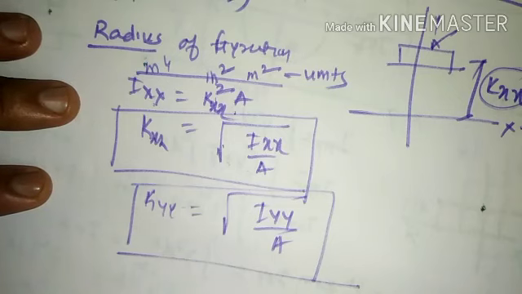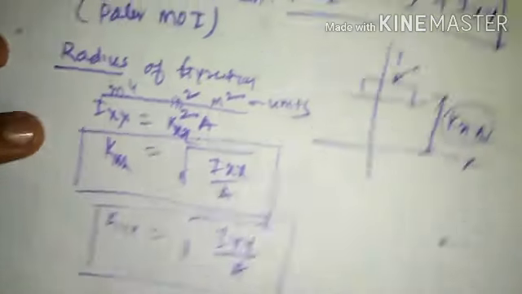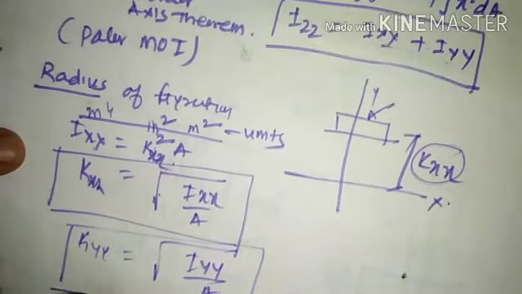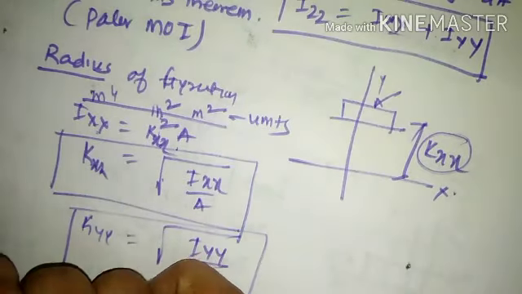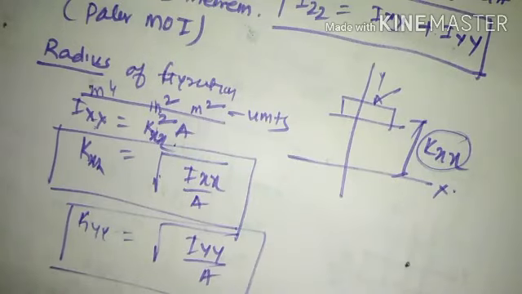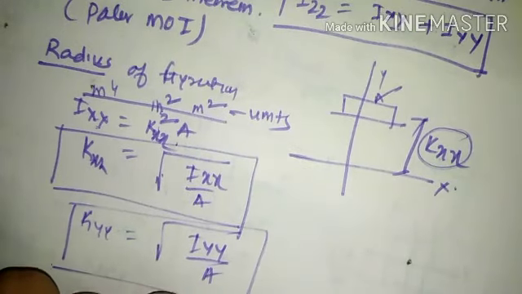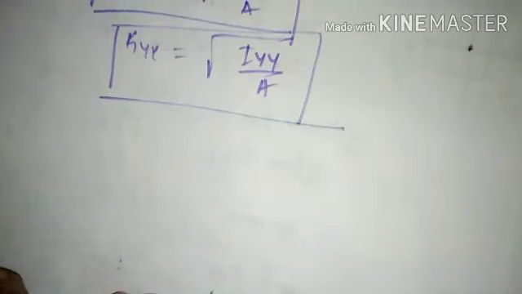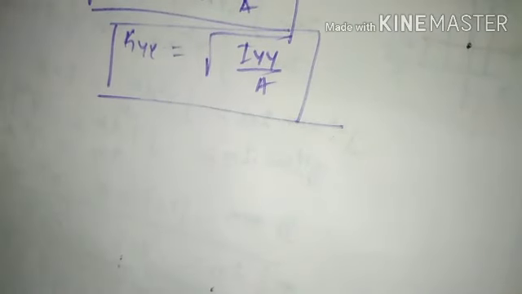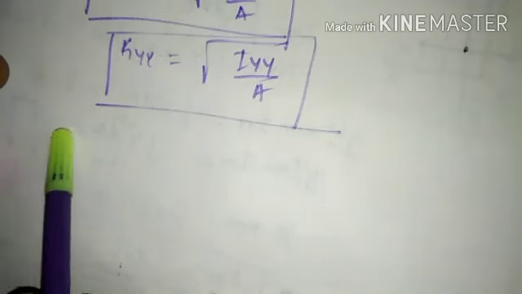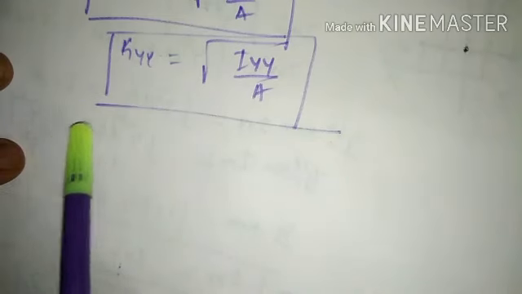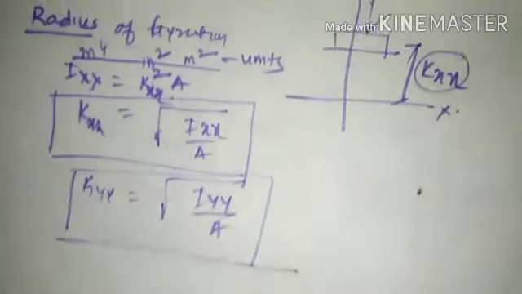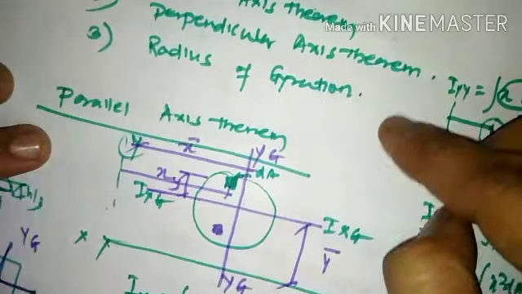So basically, if the area shown in the figure is concentrated into a strip of the same area and placed parallel to the x-axis, such that this strip has the same moment of inertia about the axis as that of the area, we call it the radius of gyration. So these are the three concepts that we need to learn: the parallel axis theorem, the perpendicular axis theorem, and the radius of gyration.